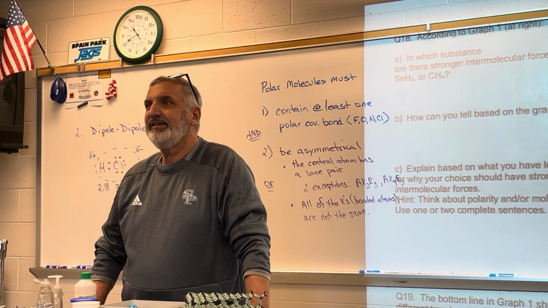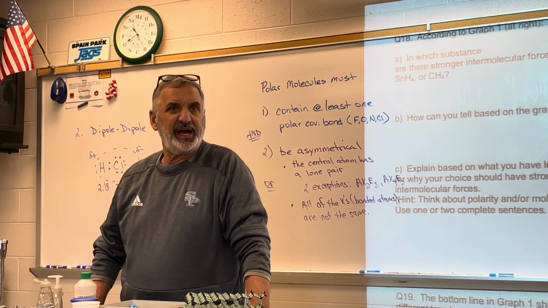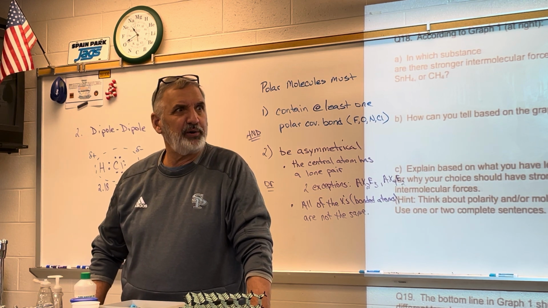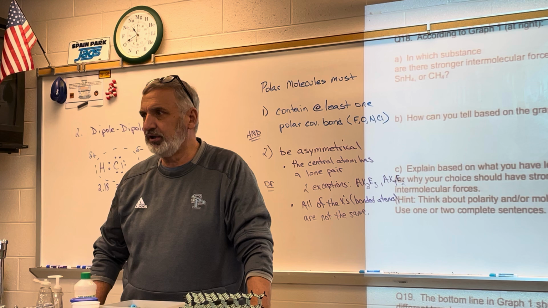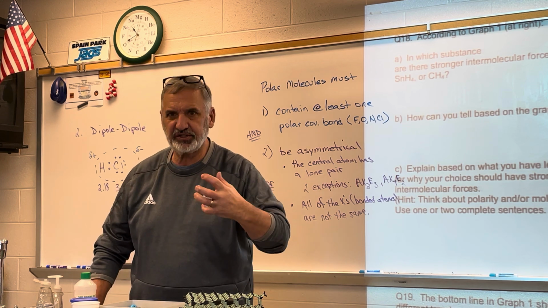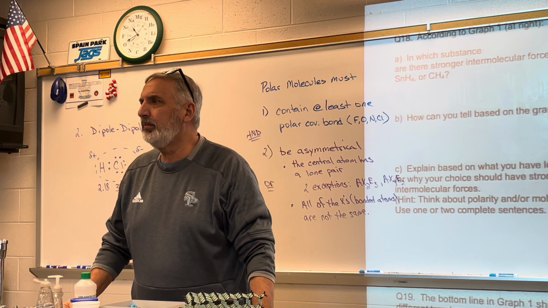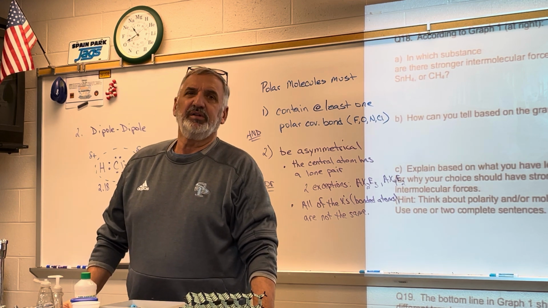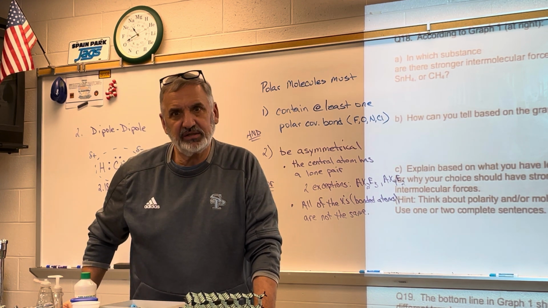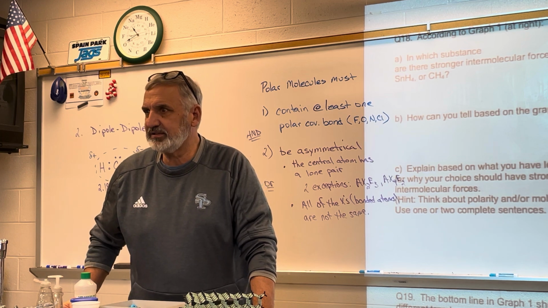There's a quantitative measure. They put a value on how polar a molecule is, and it's called the dipole moment. Moment is a physics term measuring the force, or how much they're attracting. So the bigger the dipole moment, the more polar the molecule is.